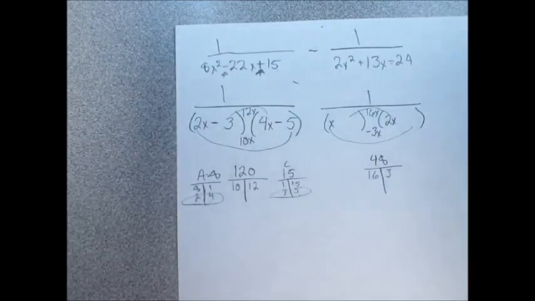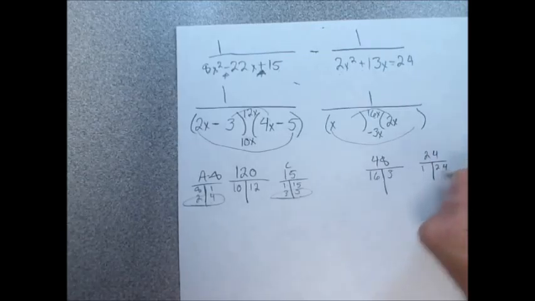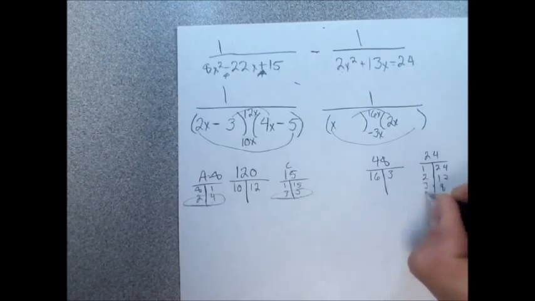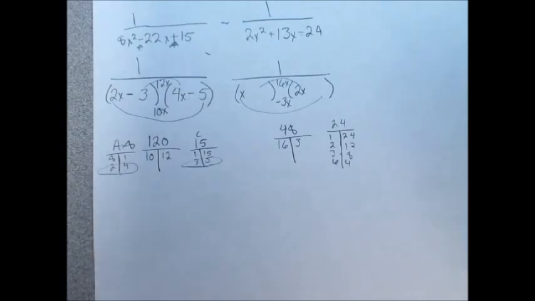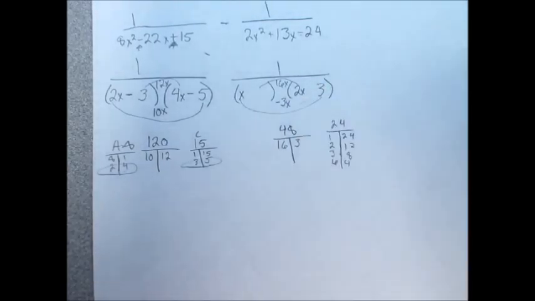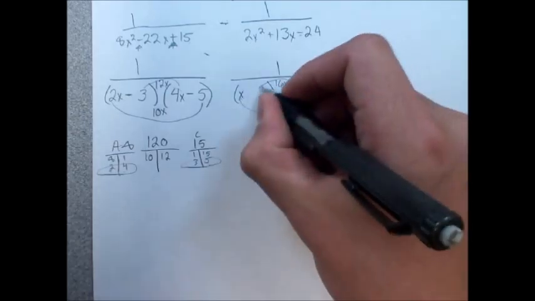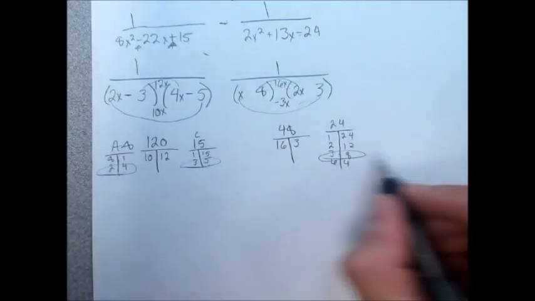Then I have to look at factors of 24. So factors of 24: 1 and 24, 2 and 12, 3 and 8, and then 6 and 4. I need to figure out, well, I already know what's going to go back here. A 3 is going to have to go back there because that's the only way to turn an x into a 3x. How do I turn a 2 into a 16? I go by 8. So 8 and 3 is my winner.